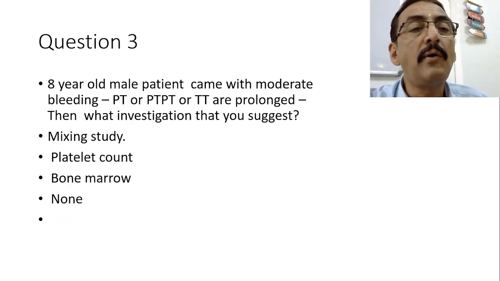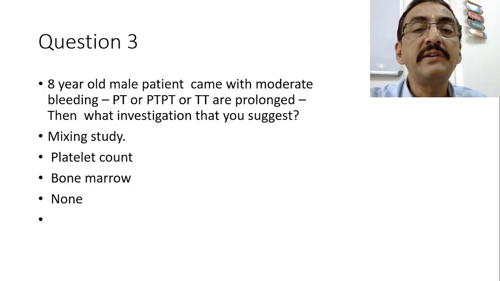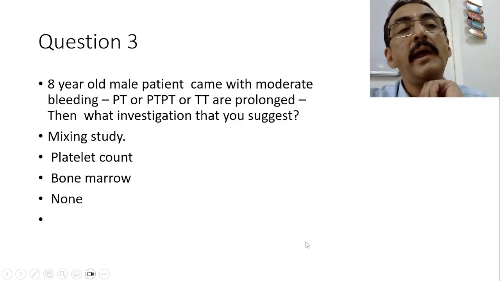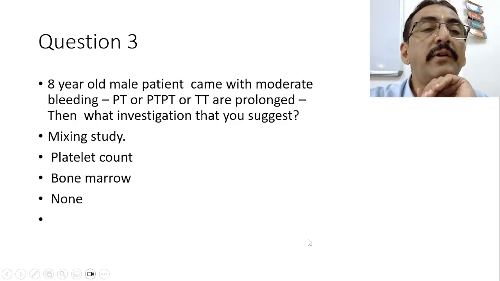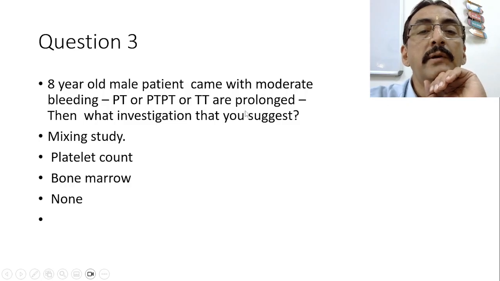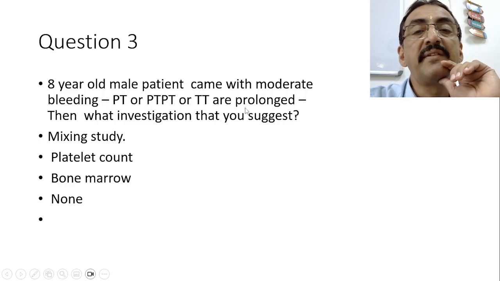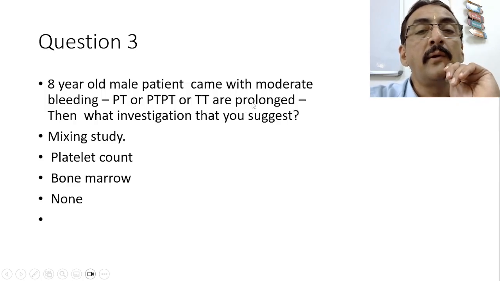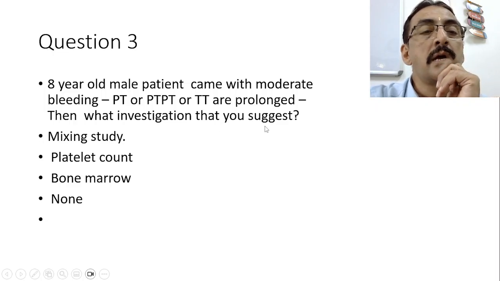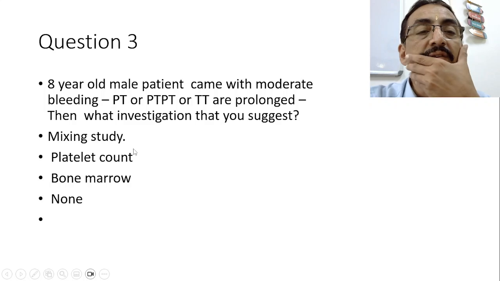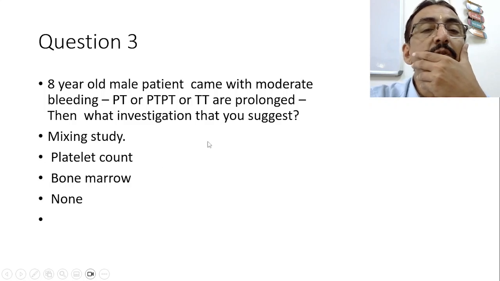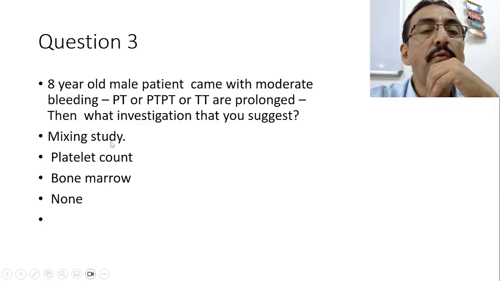An 8-year-old male patient comes with moderate bleeding. PT, APTT and TT are prolonged. Then what investigation do you suggest? PT is increased, okay, extrinsic pathway. APTT is increased, intrinsic pathway. TT is also prolonged, thrombin time. That means it is a mixed pathway, the common pathway. Now they are asking which investigation you suggest. Yes, definitely it is the mixing study, because the common pathway is involved, isn't it? Therefore, you have to go for the mixing study.